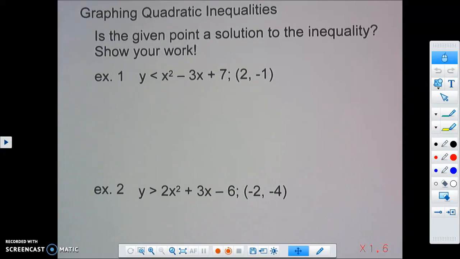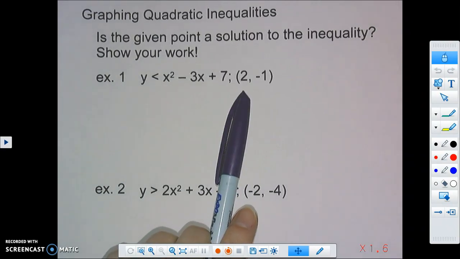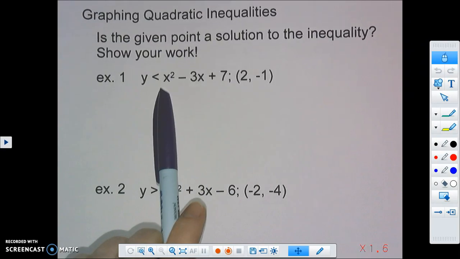Alright, today we are going to be learning about graphing quadratic inequalities. And the first thing we want to be able to figure out is, is a point a solution to the inequality? And it does say to show our work. So what we're doing is we're going to be testing to see if this particular point, (2, -1), is a solution to this inequality.